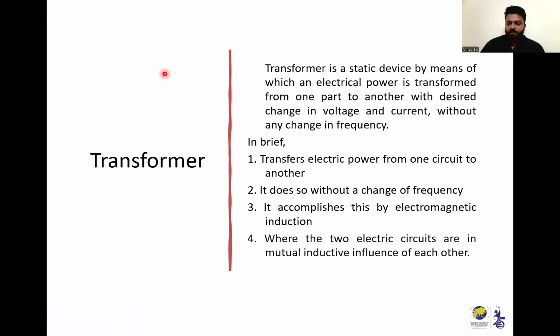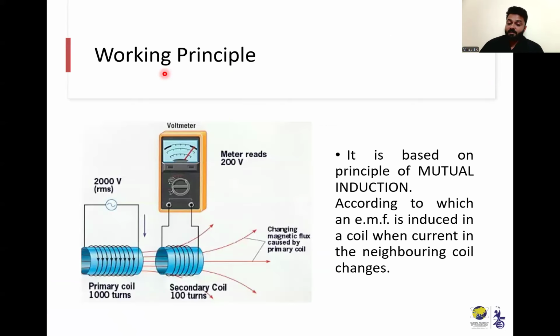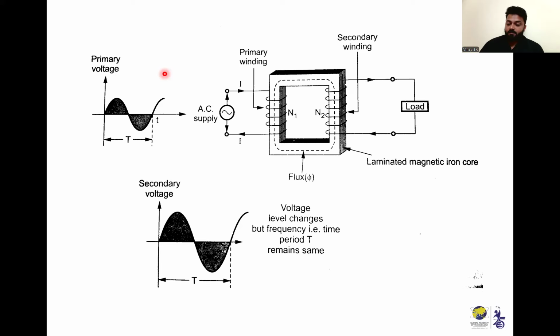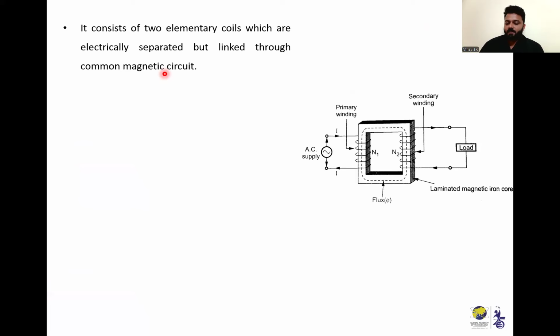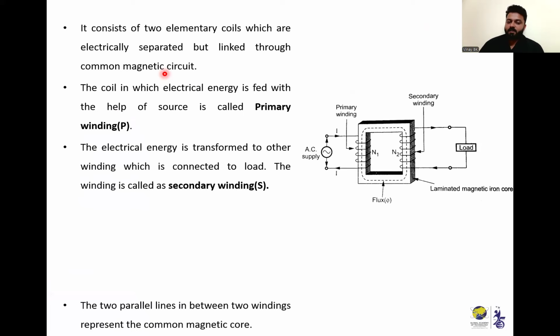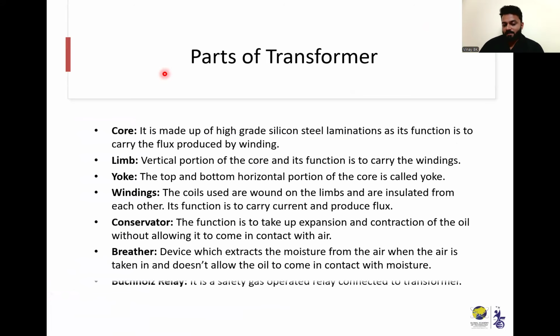The definition of transformer and symbolic representation, the working principle: it works on the principle of mutual induction. In the construction and working principle, you have to draw this diagram and explain the working principle. The current given to the primary winding from the source produces flux linking to the secondary winding, so that it induces EMF in the secondary. And you have to explain the primary winding, secondary winding, core, and the parts of the transformer: core, limb, yoke, windings, conservator, breather, and Buchholz relay.